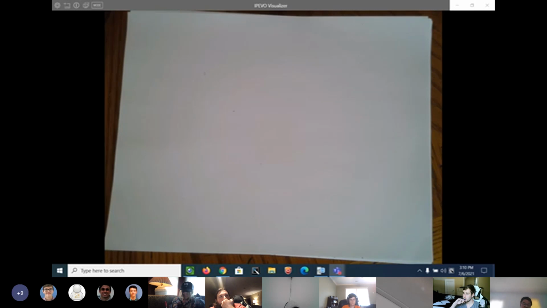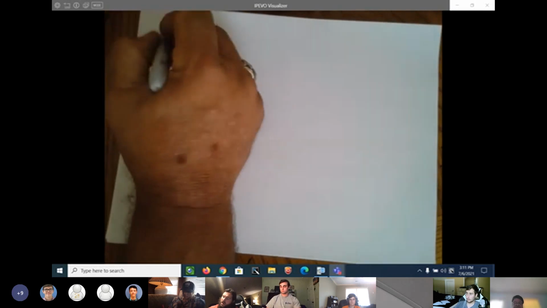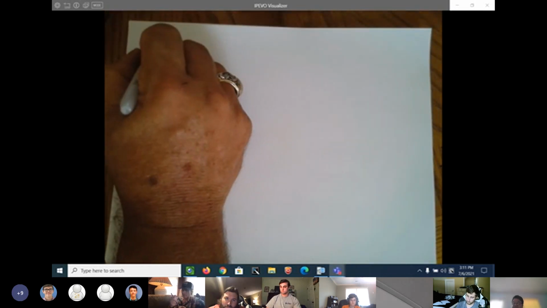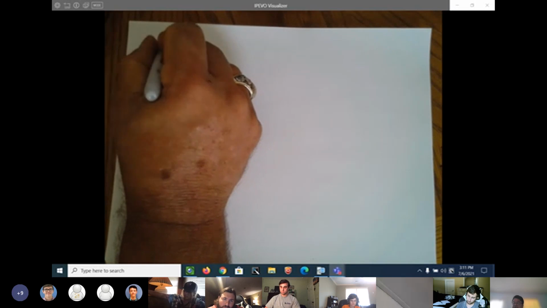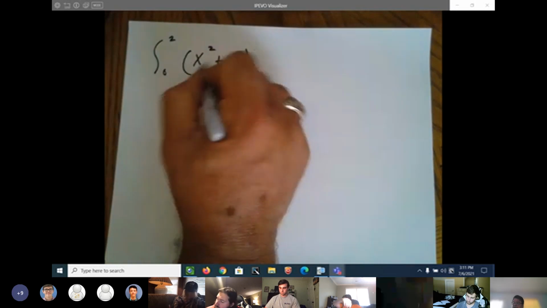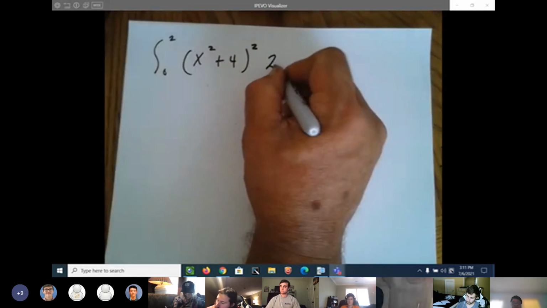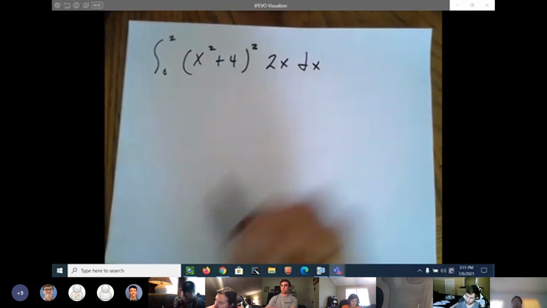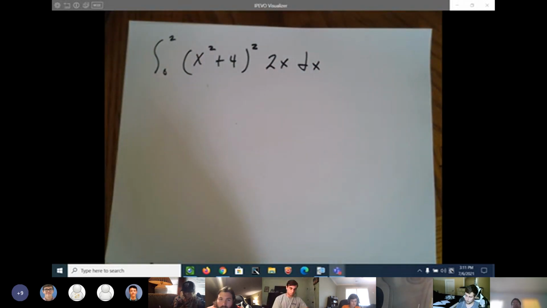All right, let's do another. I'm going to let y'all do this one however you want to. Watch your time. Let's go ahead and do this one. I'll even start you off. Antiderivative, I think we've already done it anyway, but it's got numbers on it. The integral from 0 to 2 of (x squared plus 4) squared times 2x dx. I'm going to give y'all a minute, and then I'm going to finish up. Use whatever method you want as far as plugging and chugging.